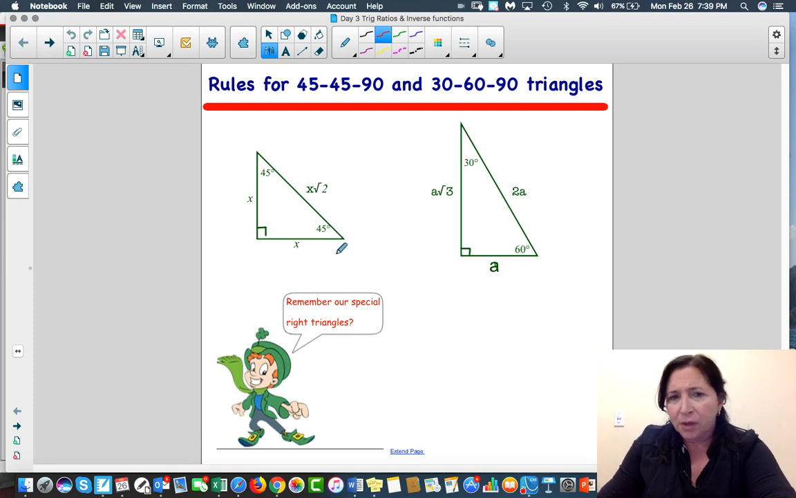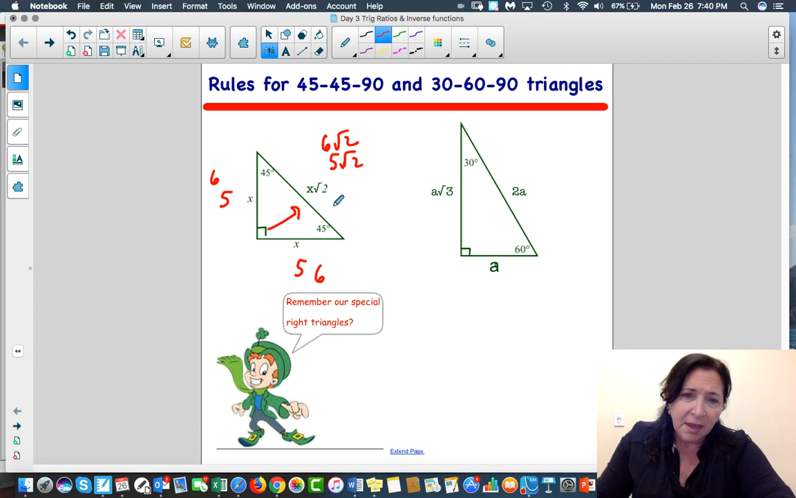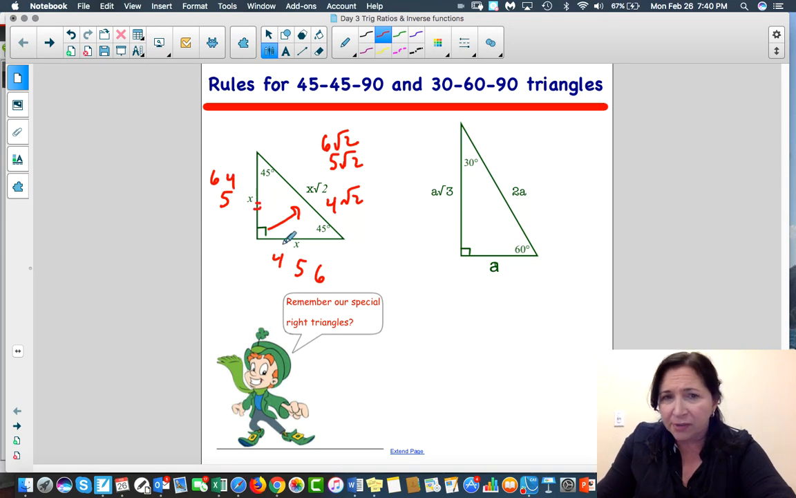This is a 45, 45, 90, and we have x, x, x root 2. Remember, the x root 2 is going to be across from the right angle. So if I had the number 5 here, that would be 5, and this number here would be 5 root 2. If this was 6, this would be 6 and this would be 6 root 2. If this number was 4 root 2, then these numbers would be 4 and 4, because remember, it is an isosceles right triangle, in which two sides are congruent.